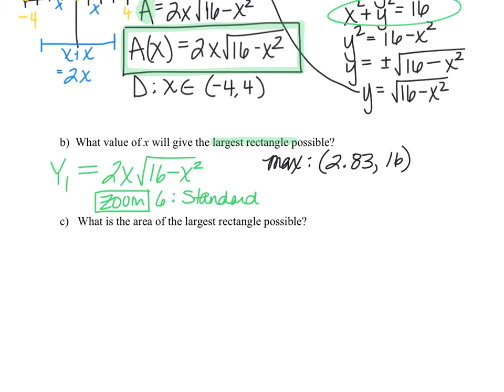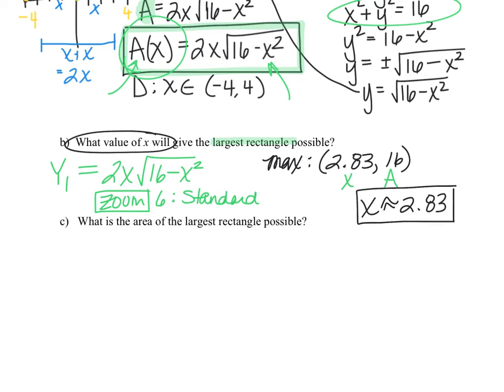But I do want to remind you, on the calculator, it always labels these values as x and y. But we have to look back to our model. In our model, we have A of x, which means my input variable was x. So I'll label the 2.83 as x. But my output variable was area. So it's more accurate to label this coordinate as x comma A, so that we remember we have an x value and then we have an area. That's also going to help us to answer the question. Part B asks for what value of x will give the largest rectangle possible. So our answer for part B is an x value of approximately 2.83.